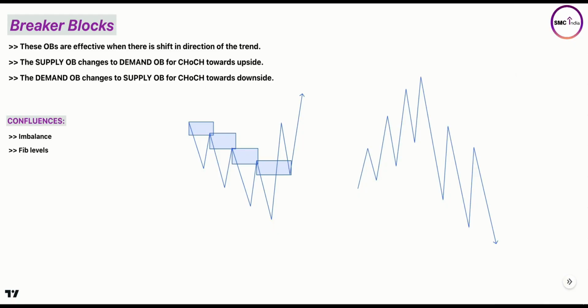So you could see here that there is a demand order block up here. The price comes back to this demand zone, then shoots up, causing a break of structure to the upside, and again comes back to this order block up here several times. But what happens next is that the demand order block fails and later gets converted into a supply order block and the price shoots down again. So when this demand order block gets converted to a supply order block, it is a breaker block. Same is the case for a supply order block getting converted into a demand order block.